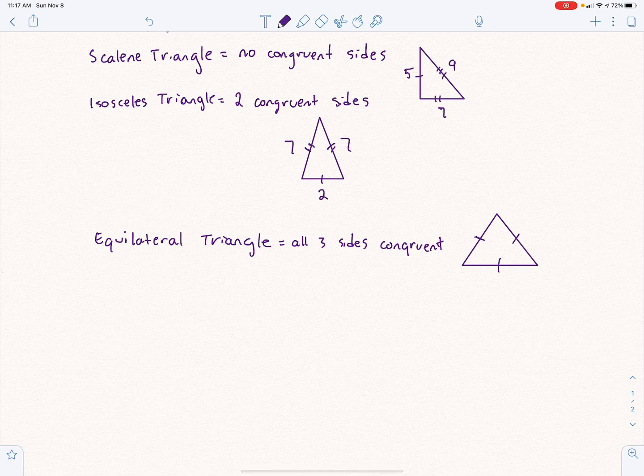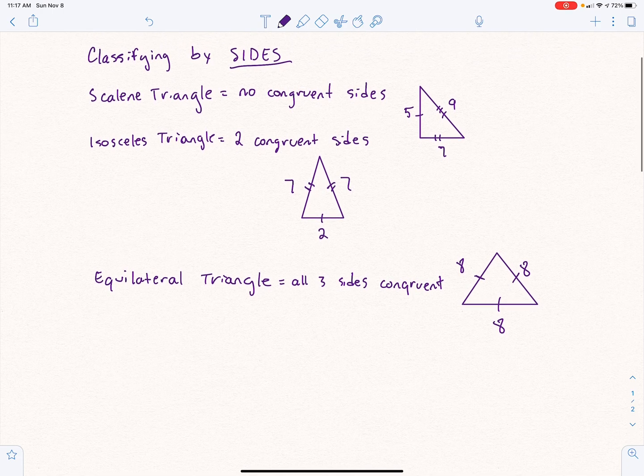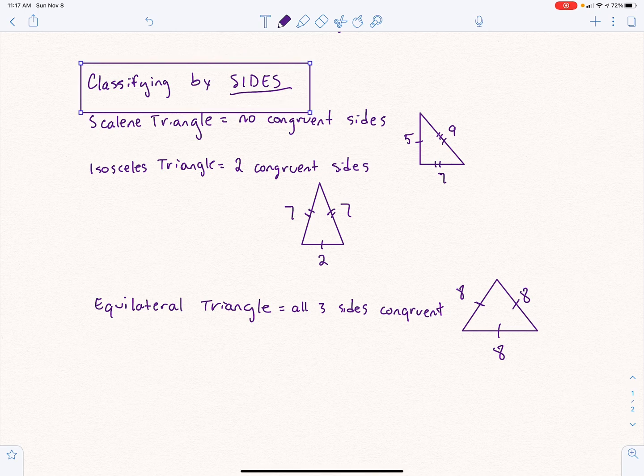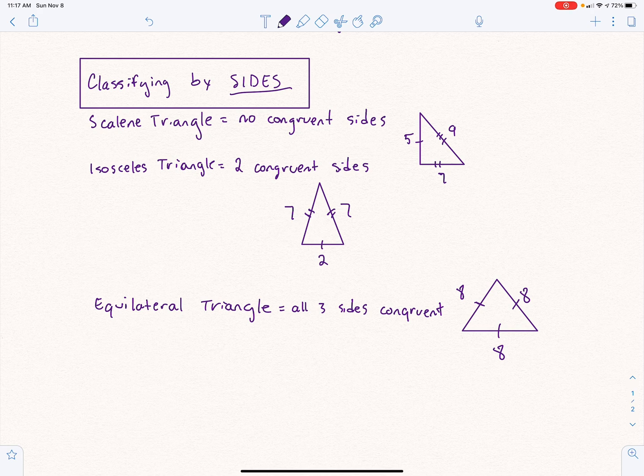If you're just using triangle markings or side markings, if they only have one line, you know they're all the same. Or you could see the numbers, 8, 8, 8. That would make this triangle equilateral. So those are the three different kinds when classifying by sides. Again, that is a very important concept. That's something we got to understand, is classifying by sides: scalene, isosceles, and equilateral.